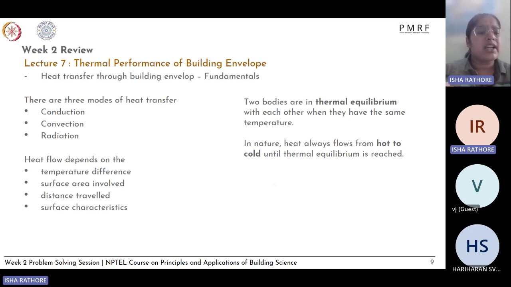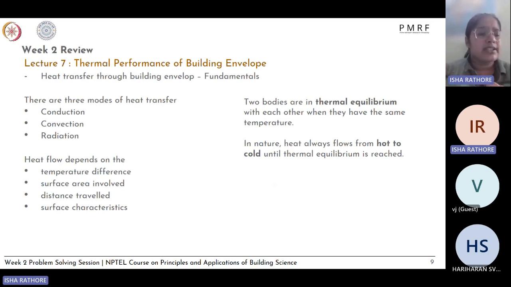Then you also have the surface area involved. If you have a larger surface area, more heat will transfer. If you have a lesser surface area, less heat will transfer. So surface area is also important when heat flow is considered. Then the distance traveled by the heat. If the distance is much higher, then heat transfer will be less. If the distance is lesser, then the heat transfer is higher.